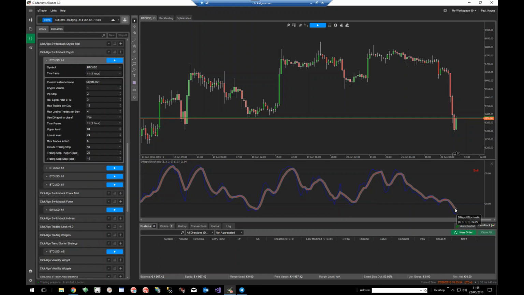It doesn't use a stop loss. We've got the option for trailing stop, but we've not turned it on. So by doing it just this way, it actually only opens or closes positions when it's overbought or oversold. Okay, so we've got down here max trades in red.